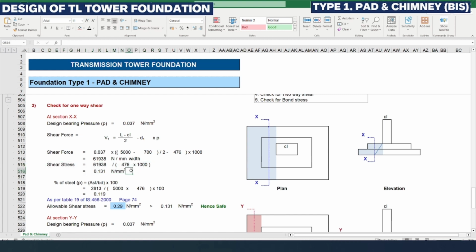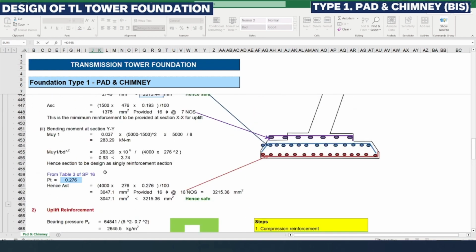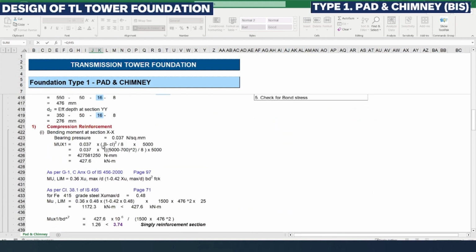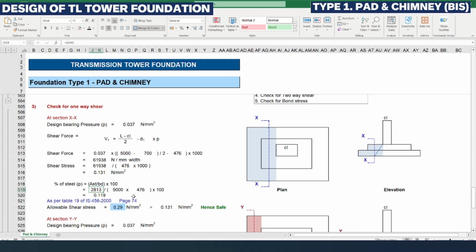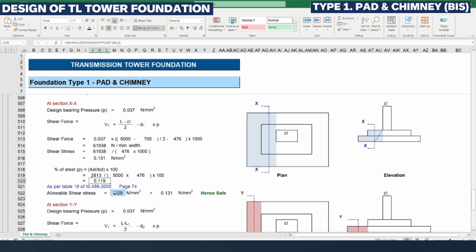Now we need to check with the concrete shear stress resistance considering the reinforcement. This is the percentage of steel reinforcement we had calculated. We already designed the reinforcement for bending moment at section XX, which is 2813.44 millimeter square as the main reinforcement. That is divided by the whole width of 5000 times the effective depth at section XX. Applying that, we are getting 0.119 percentage of steel reinforcement.